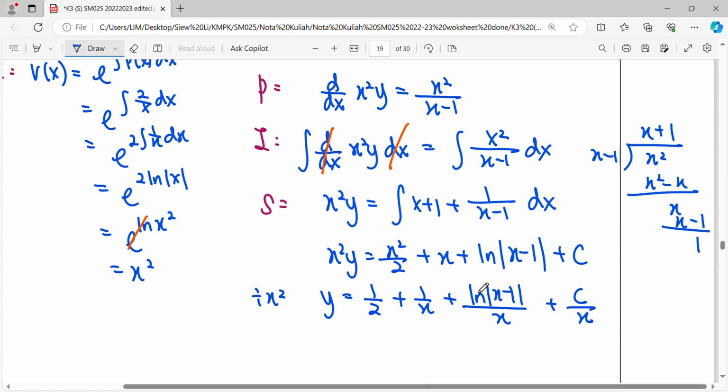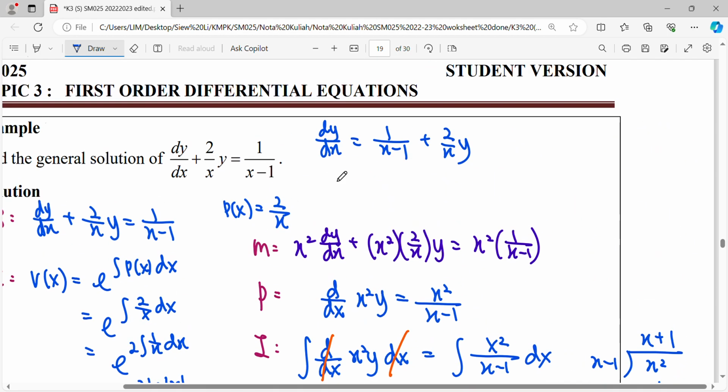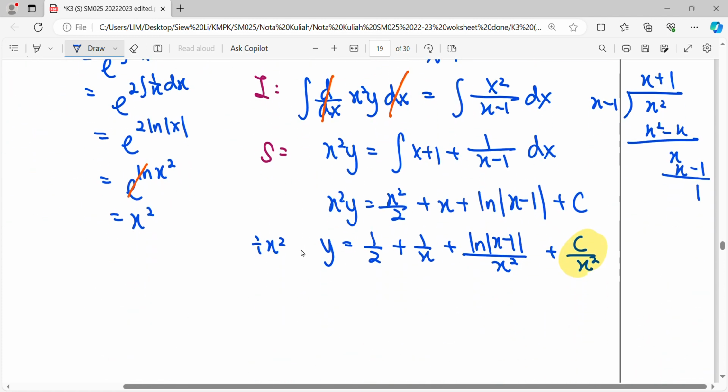So for c divided by x squared, can we simplify it and call it a? No, we'll remain it as c over x squared. Why? Because c is a constant, but x is our variable. So we can't simplify it as a constant a. We'll remain it as c over x squared. So look at the question. They didn't give us any value. Therefore, our final answer, the general solution, will be in this equation.